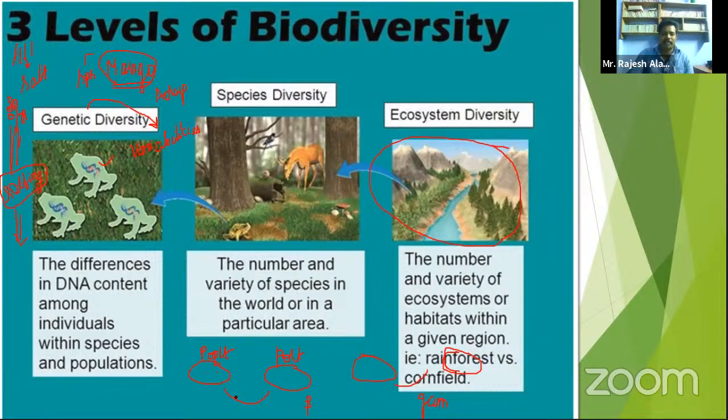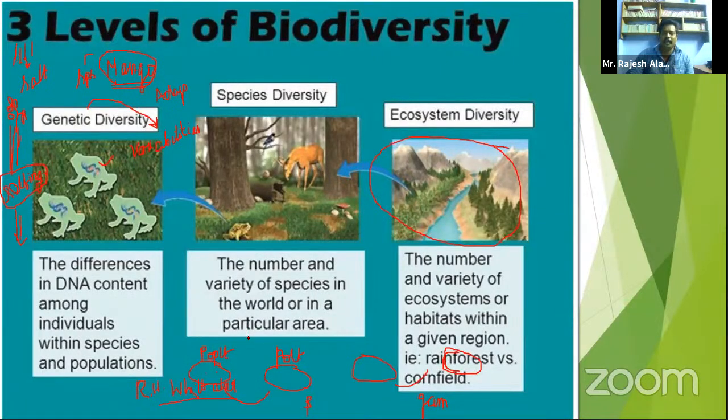This kind of diversity classification was given by R.H. Whittaker. Who is R.H. Whittaker? Species evenness is very important, and that comes in the context of what I'm discussing. Can you tell me who is R.H. Whittaker?